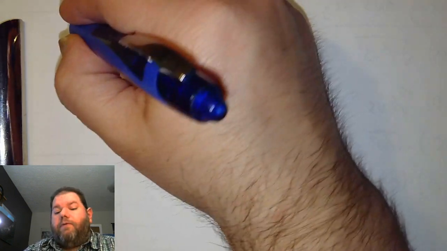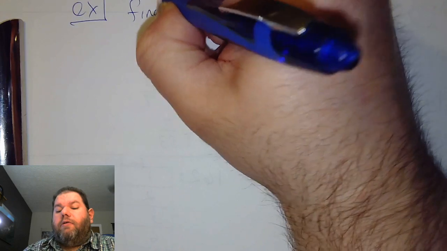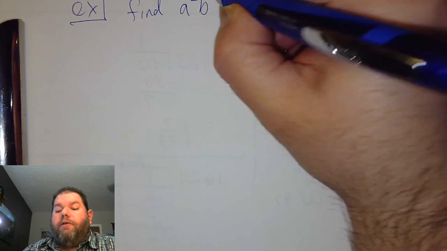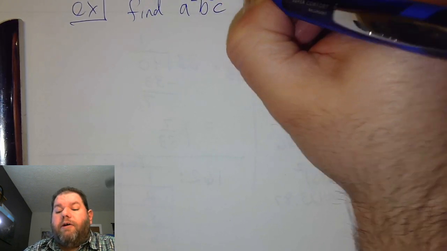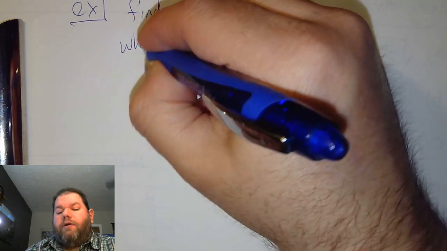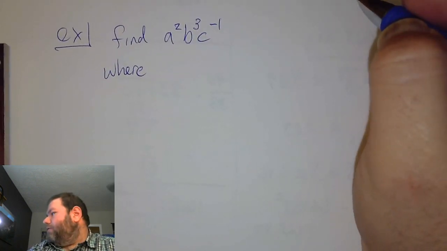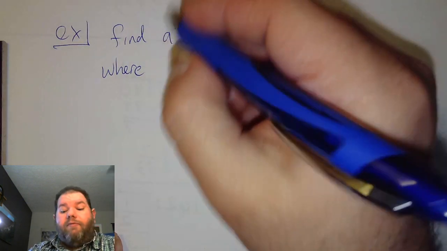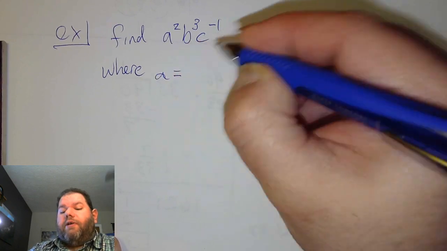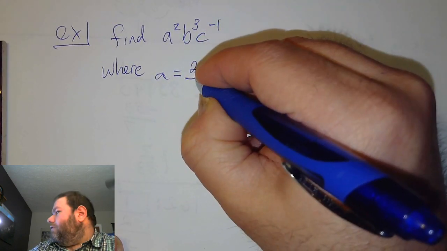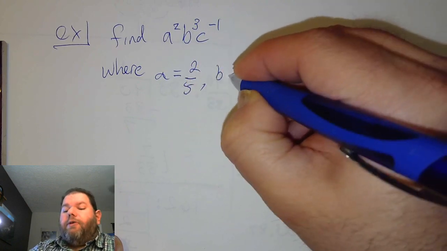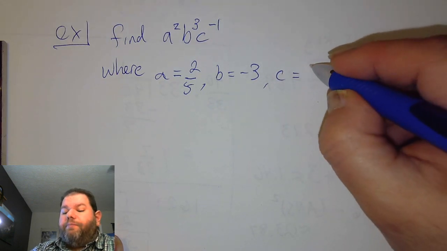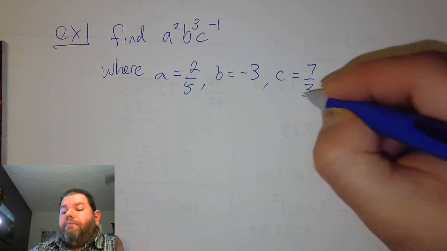I'll just make up an example for us. So let's find, let's say, a squared b cubed c to the minus 1, where, and I think they're using fractions for at least some of these. So we'll say a equals 2 over 5, b equals negative 3, and c is equal to 7 over 3.